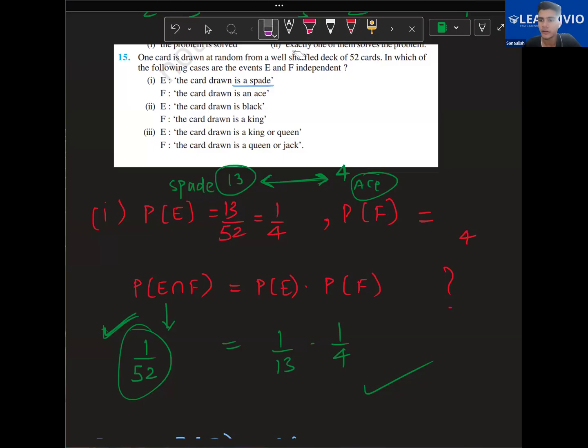And over here we have F, that is an ace card. So we have 4 aces out of 52. So this is 1/13. Now this is fine. Okay.